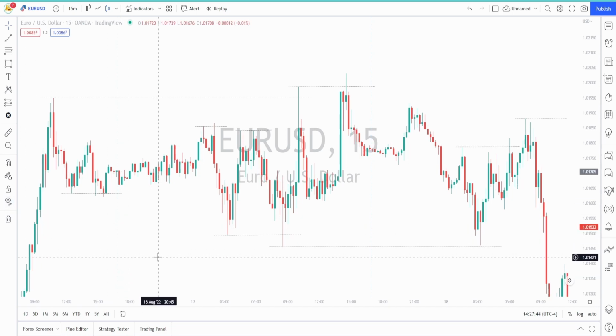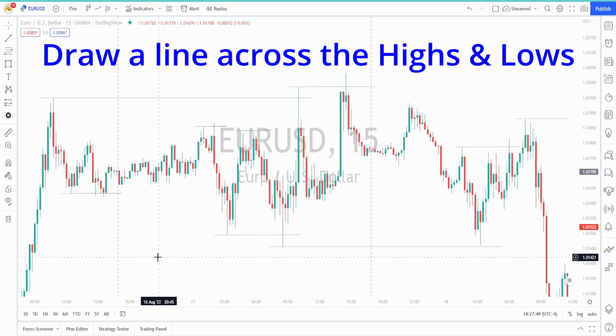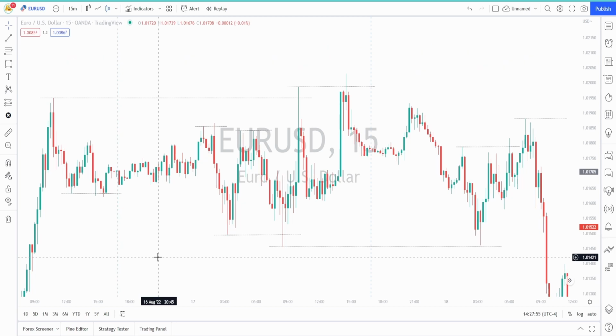Now, if we go and take a look, what do we see now? So what I did here is I just drew lines across at the highs and the lows. Nothing in between, just the highs and the lows all the way through. And you can see how price pushed just past those areas and then went the other direction.